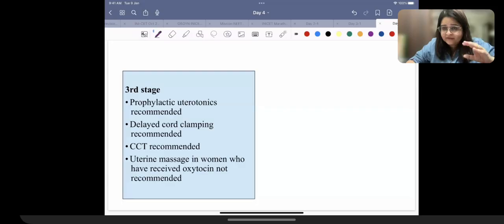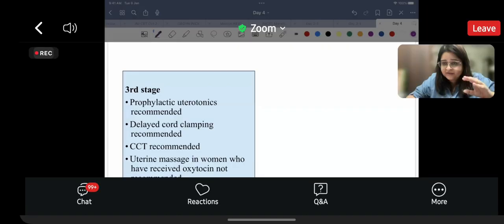Okay. Next, third stage में we've covered this. So basically AMTSL, I won't go through it again. Active management of third stage of labor.